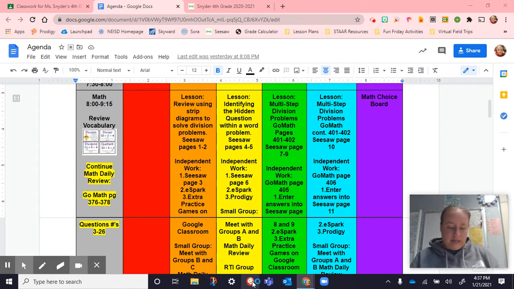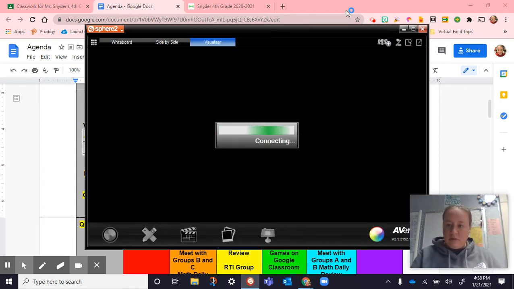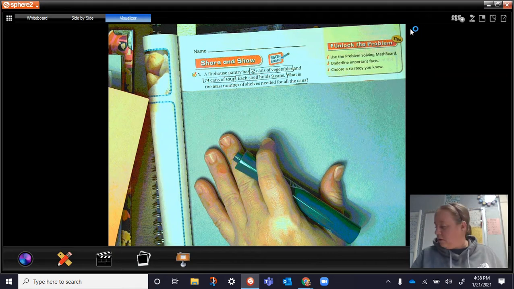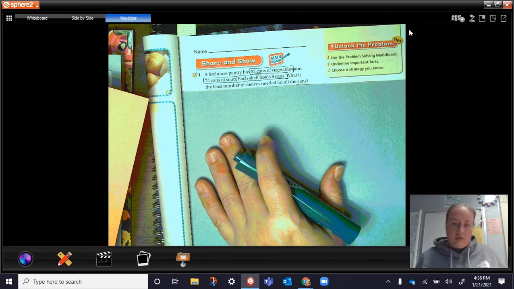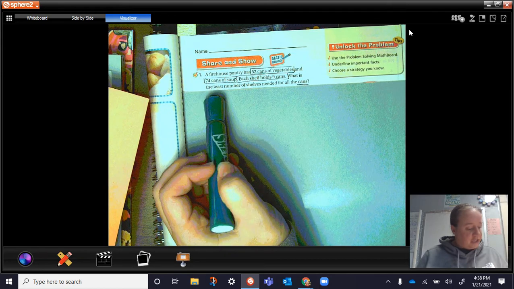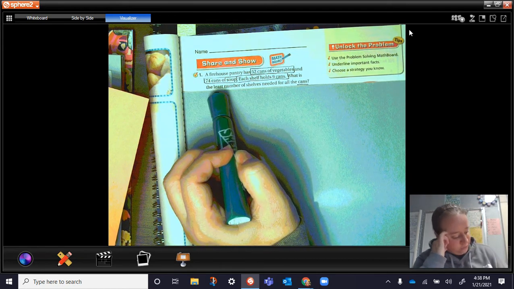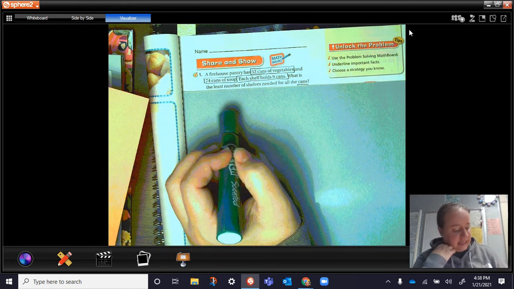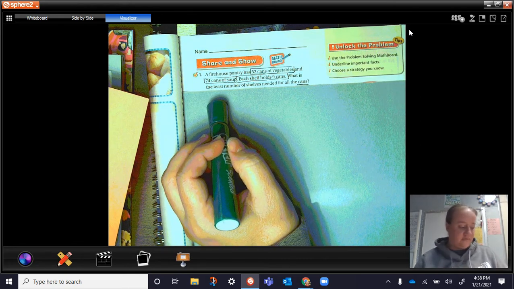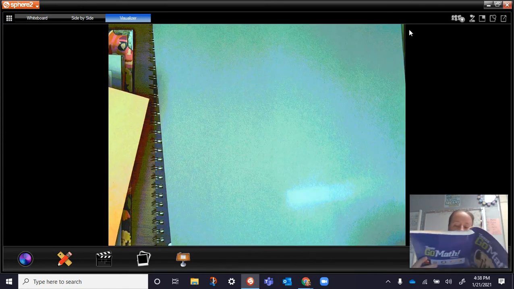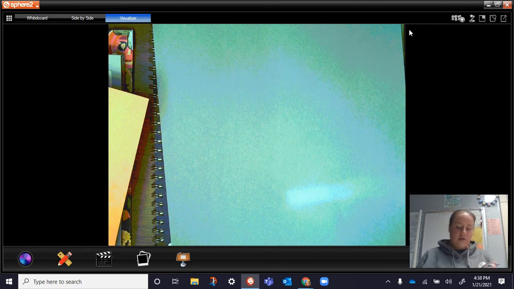I already wrote on it because we did this one in class together. A firehouse pantry has 52 cans of vegetables, 74 cans of soup, and each shelf holds 9 cans. What's the least number of shelves needed for all the cans? So that was page 403, in section 11.4.